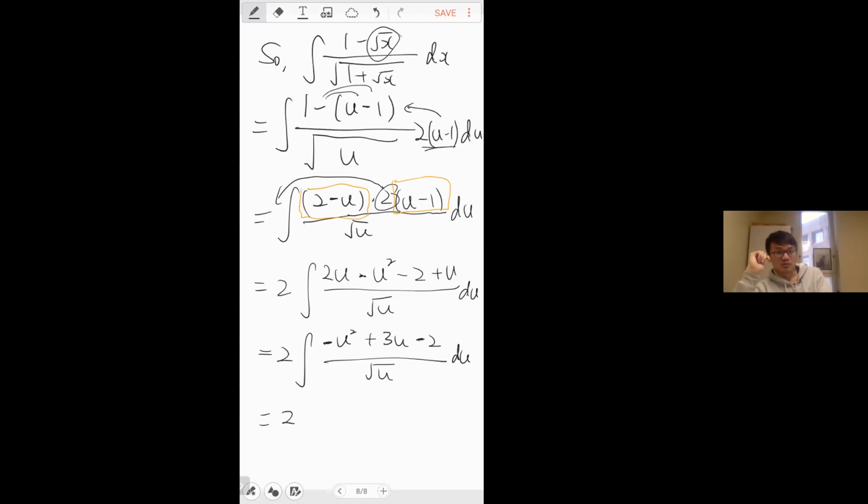I'm going to talk about two web examples after this. Okay, split the numerator. How do I do that? Root u is the same as u to the 1/2. So we get negative u squared divided by u to the 1/2 plus 3u divided by u to the 1/2 minus 2 divided by u to the 1/2.